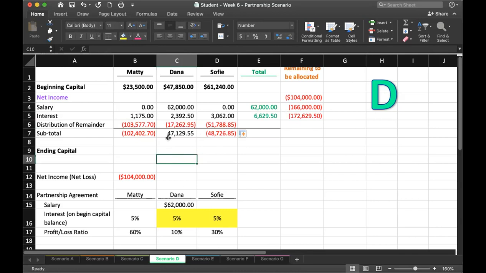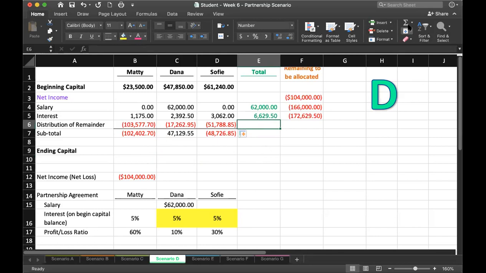So in real life, how do you handle this? Well, there could be several different ways. If the partners are committed to the partnership, then what they may do is actually just stick it out for a while. Or they may have to contribute more into the company in order to bring their capital balances to something that's a little bit less negative.